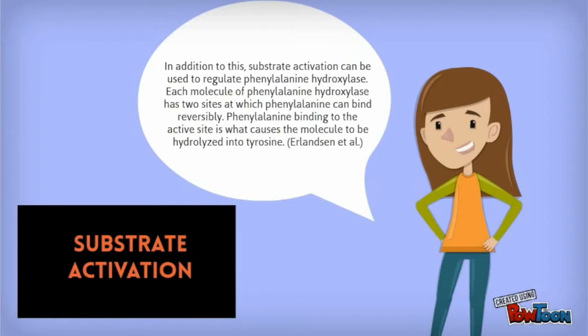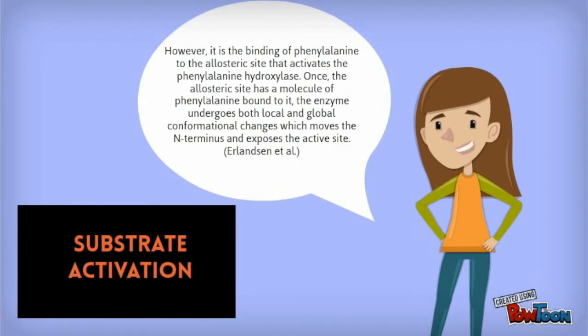In addition to this, substrate activation can be used to regulate phenylalanine hydroxylase. Each molecule of phenylalanine hydroxylase has 2 sites at which phenylalanine can bind reversibly. Phenylalanine binding to the active site is what causes the molecule to be hydrolyzed into tyrosine. However, it is the binding of phenylalanine to the allosteric site that activates the phenylalanine hydroxylase.